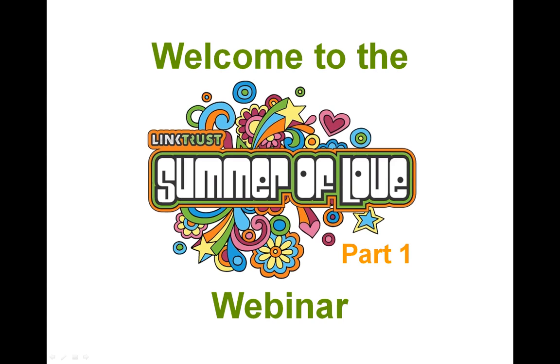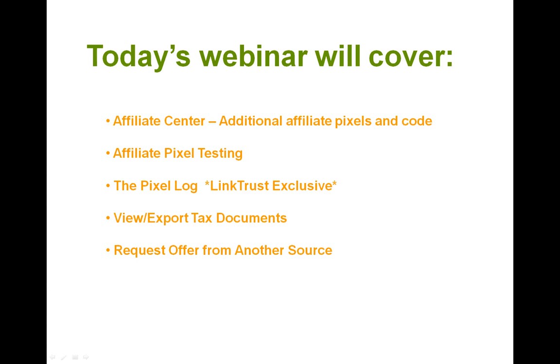With that, the webinar today is going to follow this format. We've got 5 new features that have been released. One of them has to do with the Affiliate Center, both adding additional pixels and code. The second one, we're going to talk about the affiliate pixel testing. The pixel log, this is an exclusive with Linktrust that allows you to help troubleshoot some of your pixels. We made some modifications for your accounts payable people to view and export the tax documents, and we'll show you that. And lastly, we'll follow it up with the request of an offer from another source, and I'll show you how that works within the system.